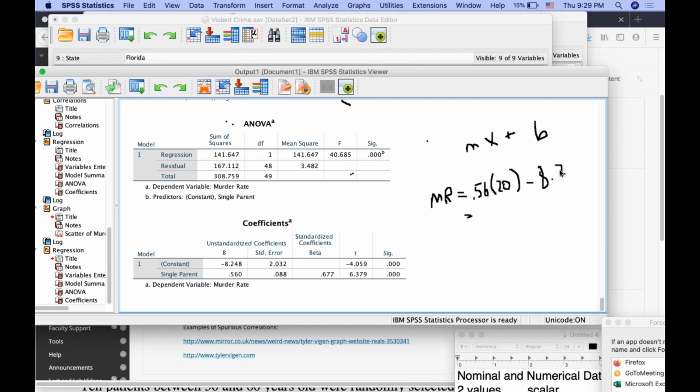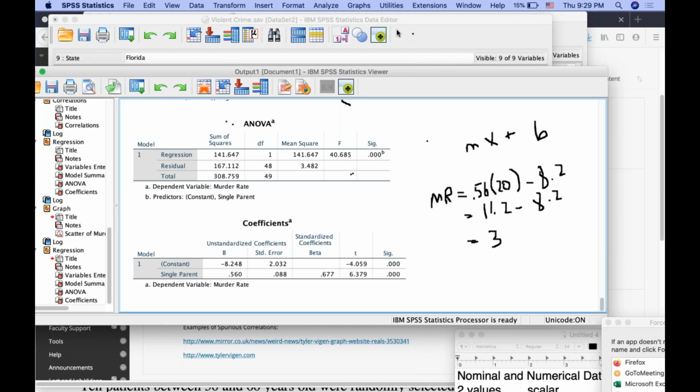So 20 times 0.56 is 11.2. 11.2 minus 8.2 is equal to 3. So the murder rate is equal to 3. That's what we predict based on this information.